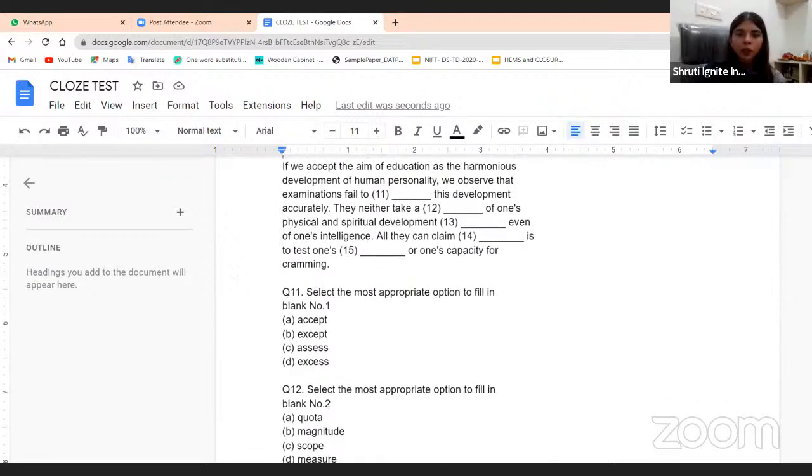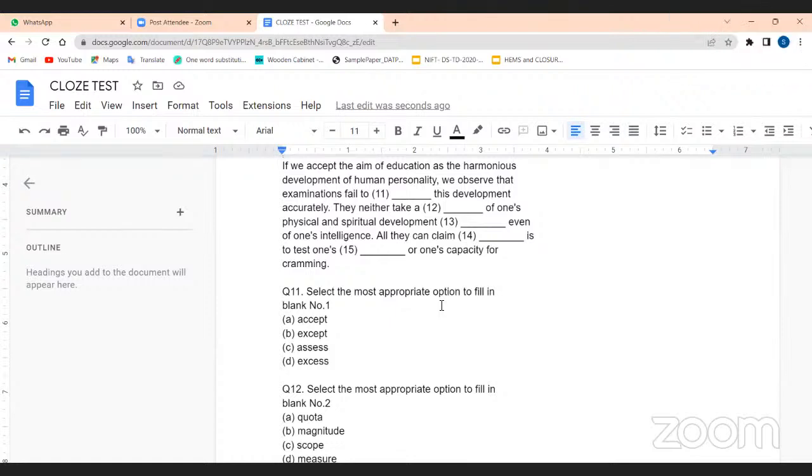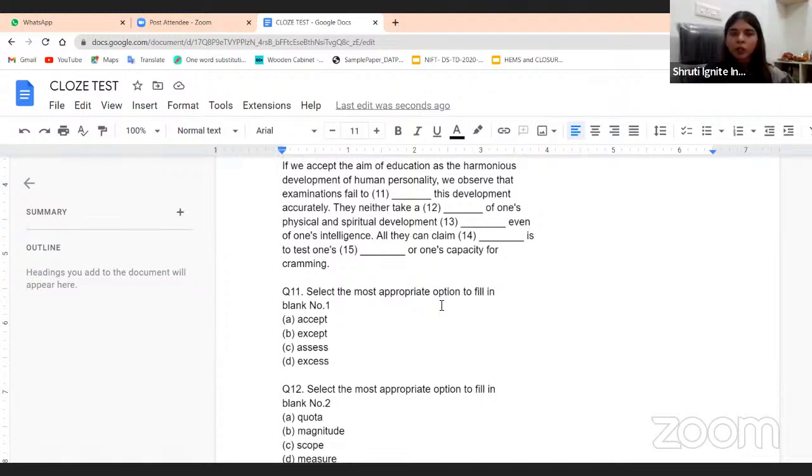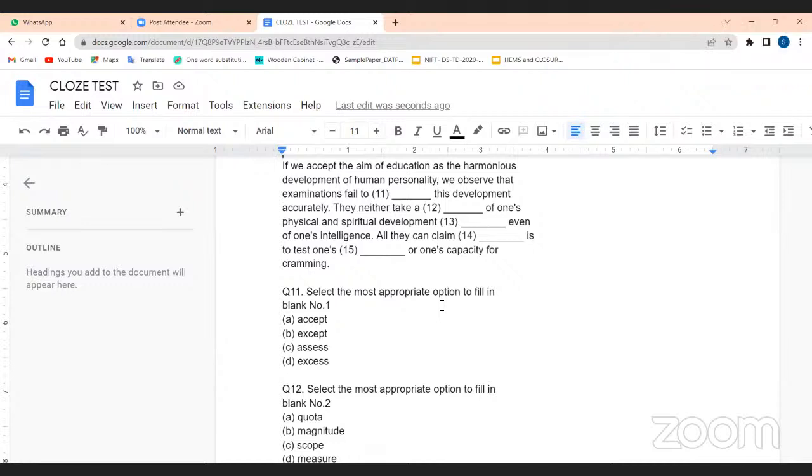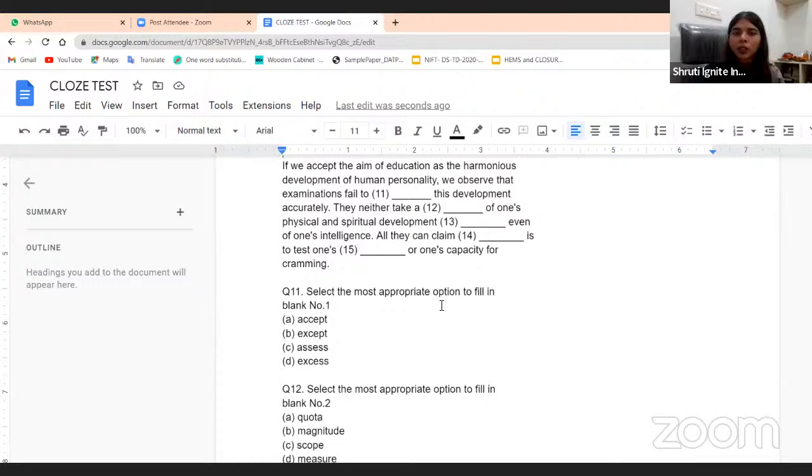Okay, let's go to this particular one now. Accept. Fail to accept. But isn't it accept? We observe that examinations fail to dash this development accurately. Don't you think it should be something regarding understanding the result of it? Assess. Assess? Yeah, assess should be the correct option over here.